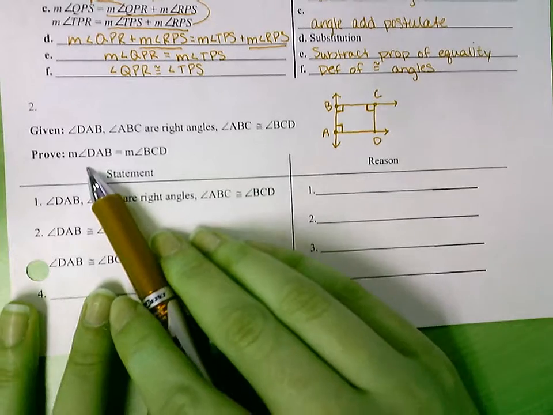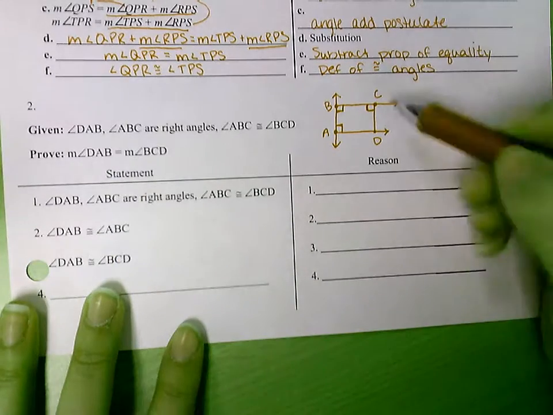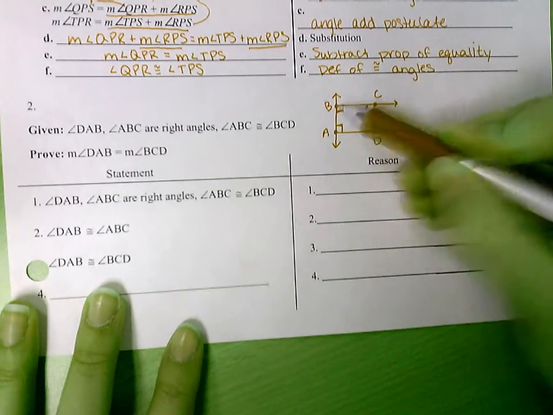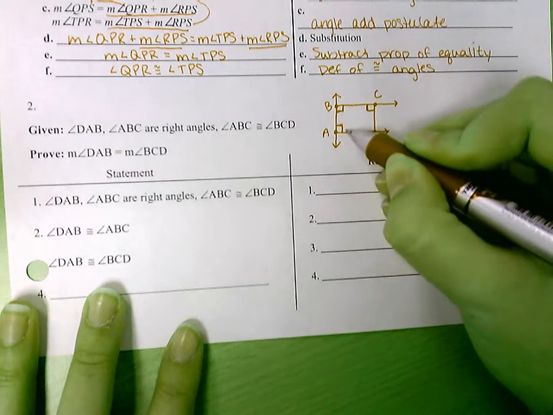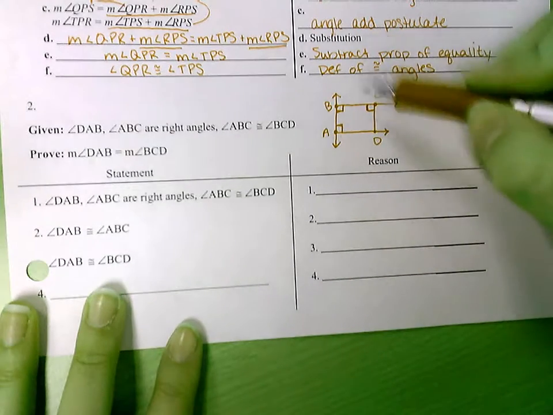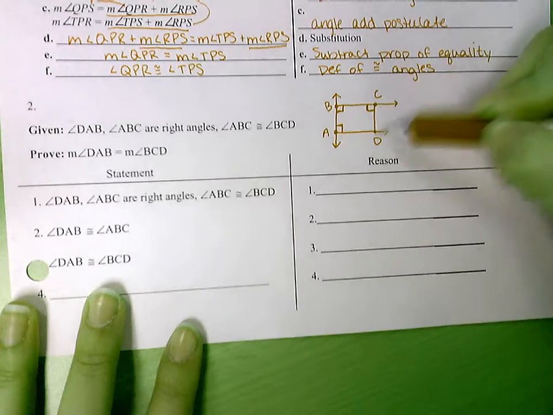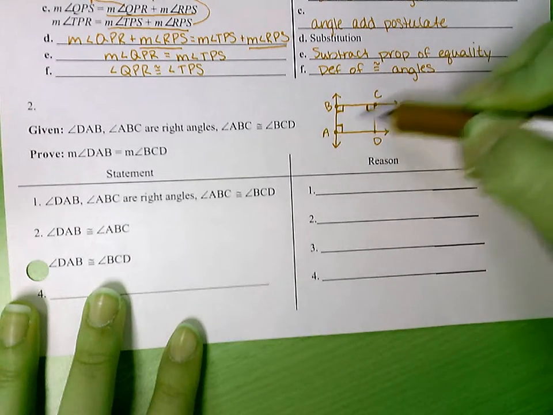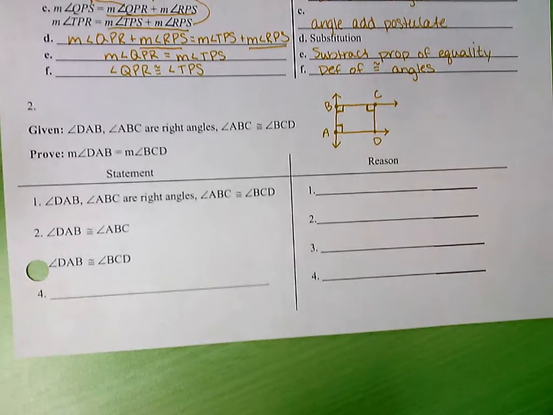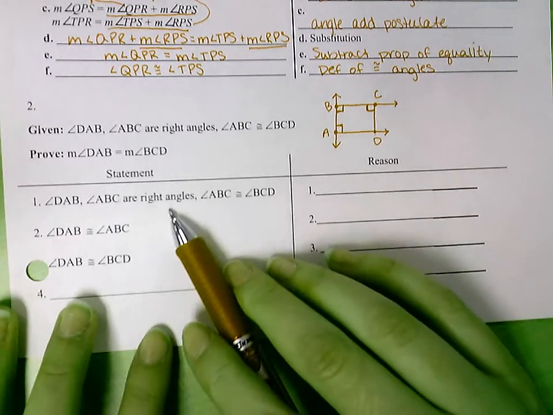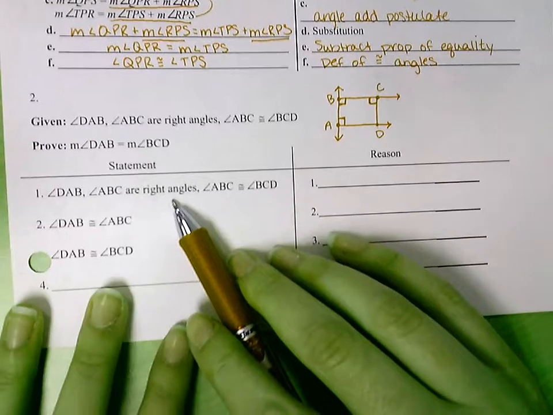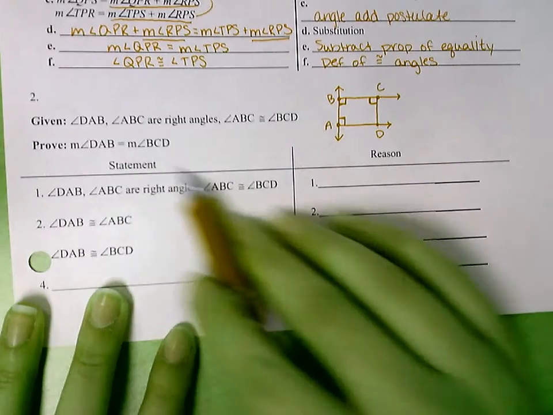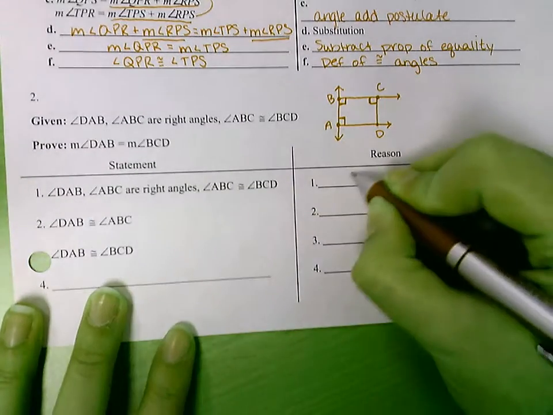Now what I have to prove is the measure of angle DAB, so this angle right here, is equal to the measure of angle BCD, so this angle right here. Okay, so those two angles there, we have to prove that they're equal. So starting off my proof, again, our first statement is our given.